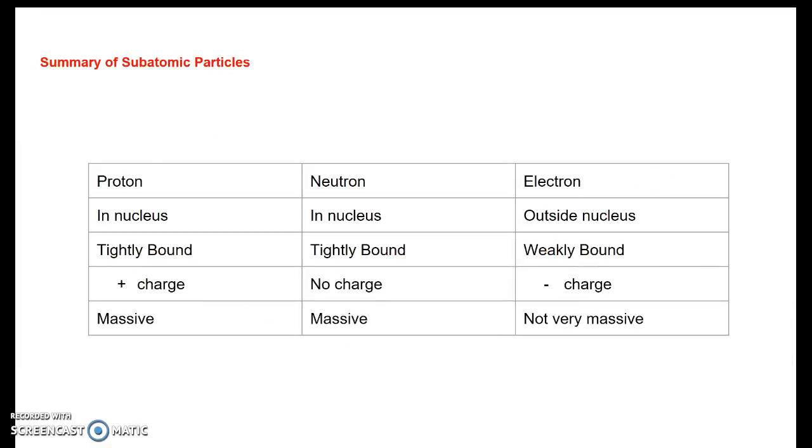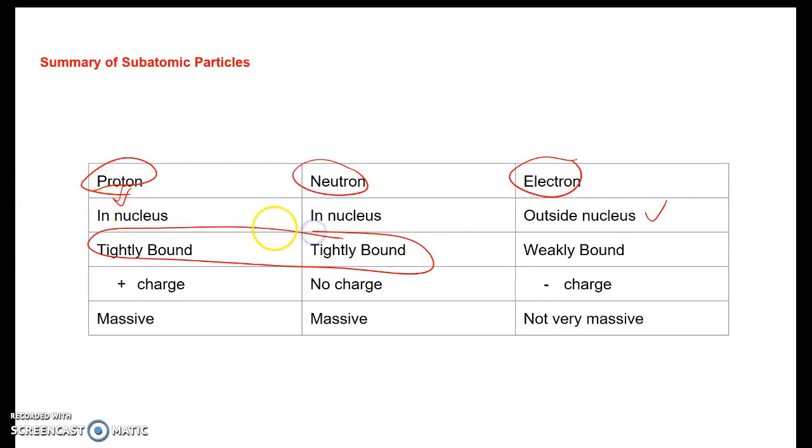So, quick summary to talk about these. Protons in the nucleus with neutrons. Electrons are outside the nucleus. Protons and neutrons are tightly bound in the nucleus, while electrons are weakly bound, and that's important to remember. Charges: protons positive charge, electrons are negative charge, neutrons have no charge.